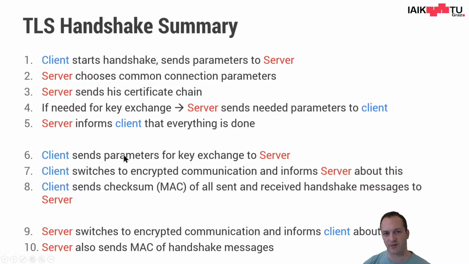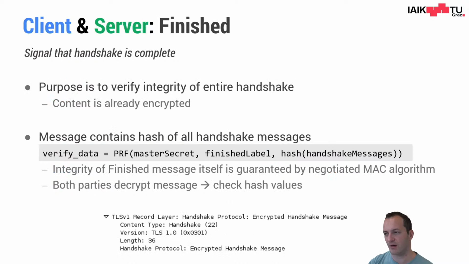The client does the same thing. It sends its parameters for key exchange to the server. They switch to encrypted communication and make sure that nobody tampered with the handshake in between. By sending a checksum to the other side, it's verified, yeah, nobody really interfered, and that's it. So, it may seem like a lot, but it's not.